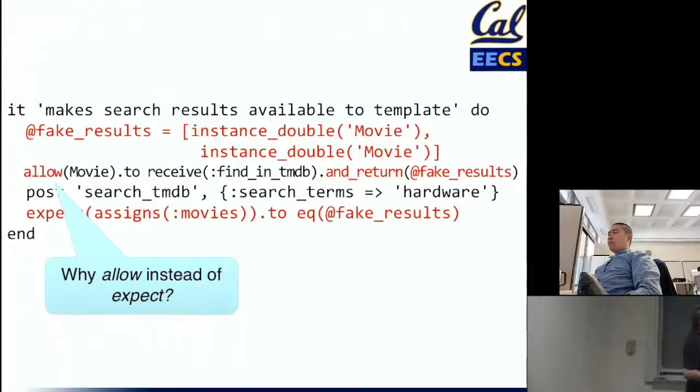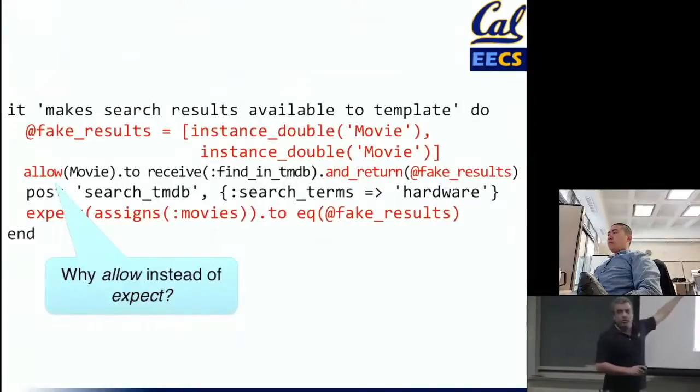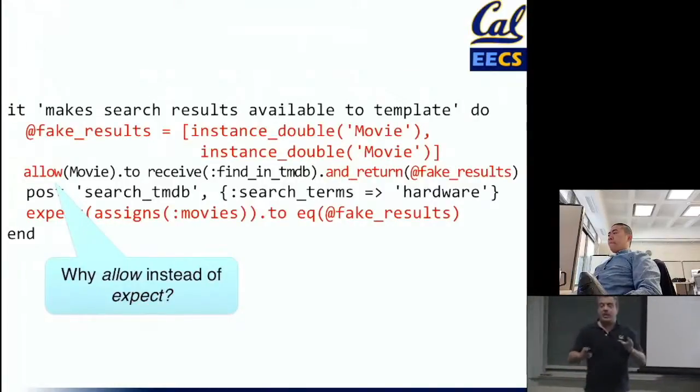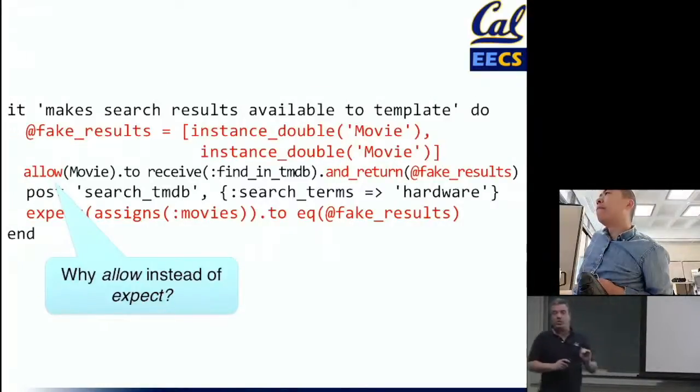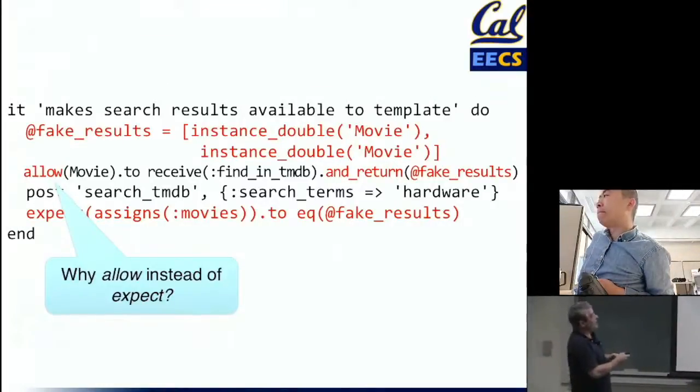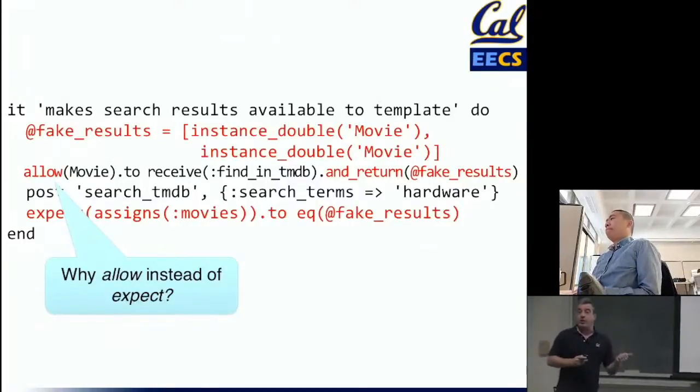If I say allow movie to receive a function call, what I'm actually saying is whether movie receives that function call is not the thing that I'm testing. And in fact, it might receive that function call 0, 1, or some other number of times. What I really care about in this test is the last line. Expect is the only thing that makes the test really fail or not fail.